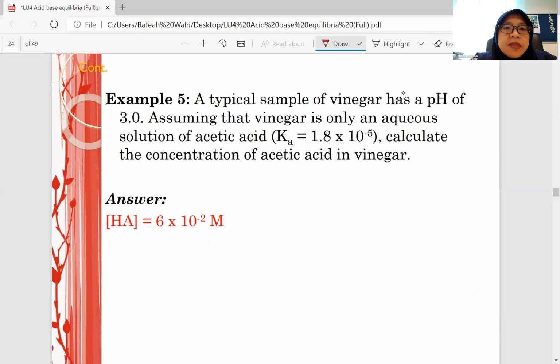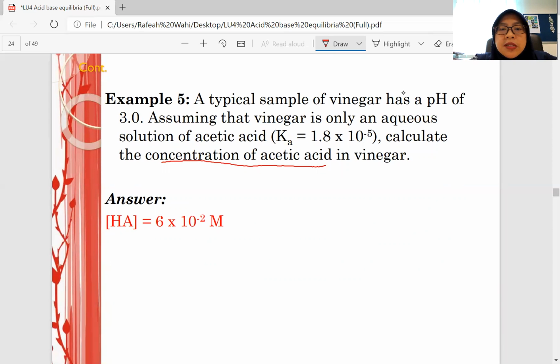It has a pH of 3, assuming that vinegar is only an aqueous solution of acetic acid with Ka of 1.8 times 10 to the power of negative 5. Calculate the concentration of acetic acid in vinegar. So the question is asking you to find the concentration of acetic acid. How do you do this?